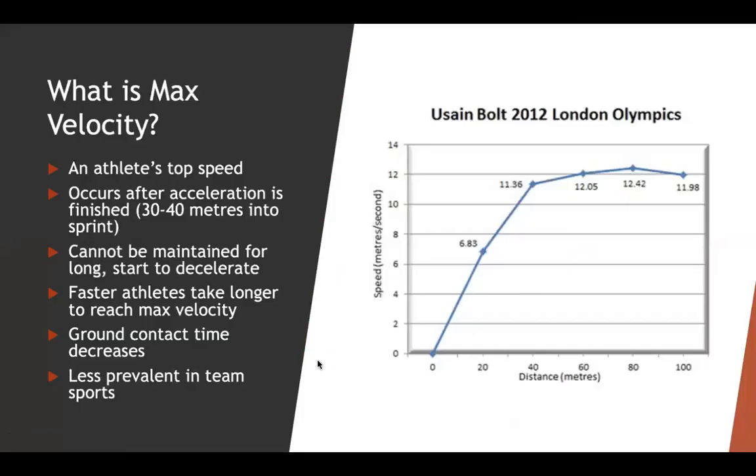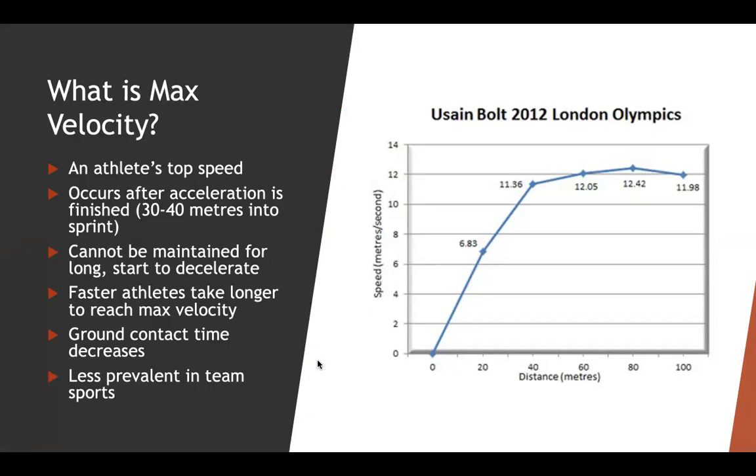Max velocity refers to the maximum speed reached by athletes during their sprints, occurring after they have finished accelerating or can no longer accelerate. Max velocity cannot be sustained for long periods, as it requires an intense effort from the body that exhausts it. The best sprinters in the world take longer to accelerate, reaching their max velocity later in the race, but therefore also limiting the amount of deceleration that occurs at the end of races.